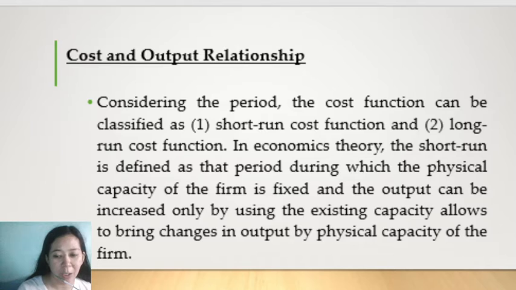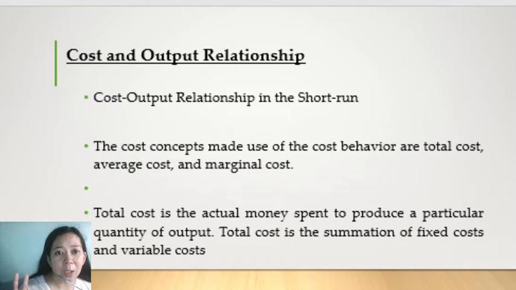cost function. Under the short-term cost function, the cost-output relationship, the cost concepts made use of for the cost behavior are total cost, average cost, and marginal cost. Because in the short run, we are talking about the change in the different outputs. So the total cost is the actual money spent to produce a particular quantity of output. We have discussed this a while ago in the previous part of the module.